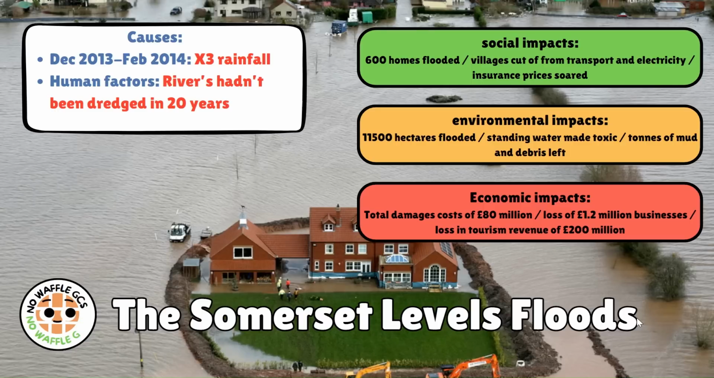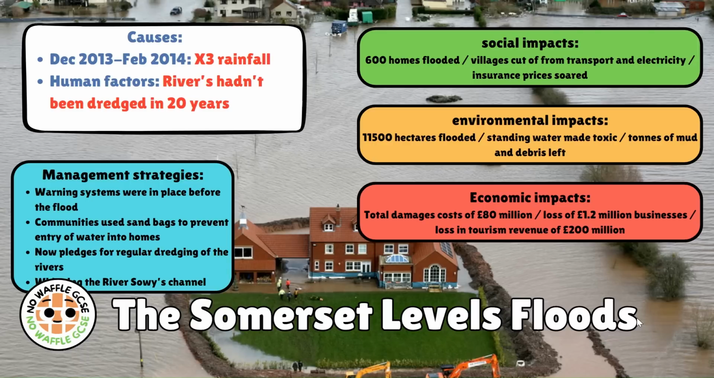And economic impacts. The total damage cost 80 million, with a loss of 1.2 million in local businesses, but the greatest impact was the loss in tourism revenue, because the Somerset Levels contributed 200 million in tourism annually, and there was therefore a loss in that.